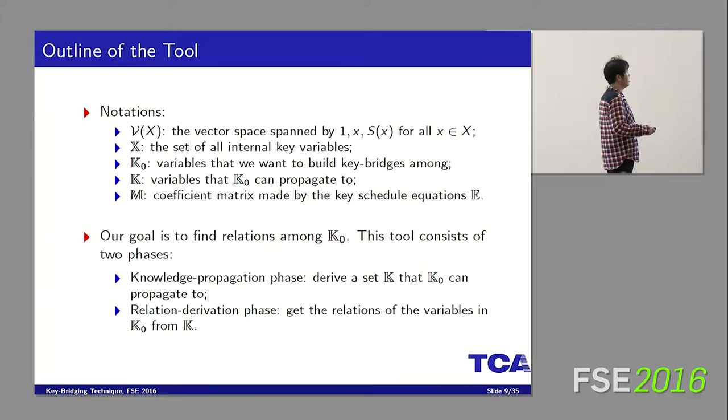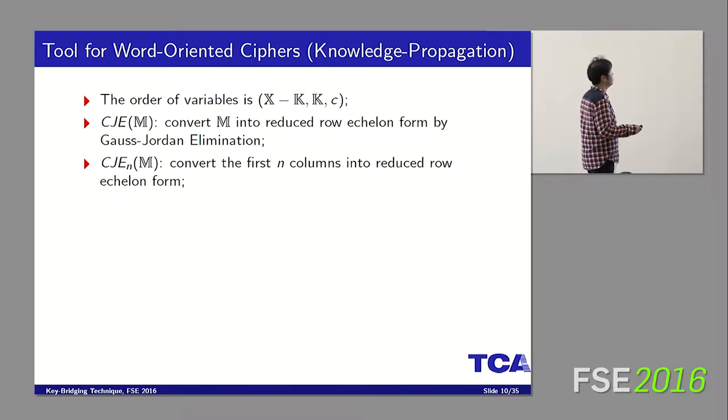Nonlinear propagation phase, we derive a set K that K0 can propagate to. Relation derivation phase, we get the relations of the variables in K0 from K. We should make sure that for the knowledge propagation phase of order-oriented prosciber, the order of variables is X minus K, K, C.